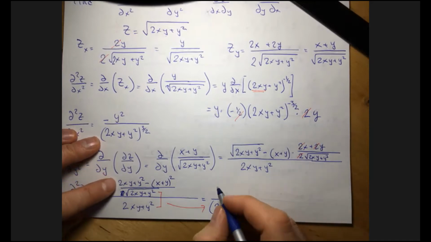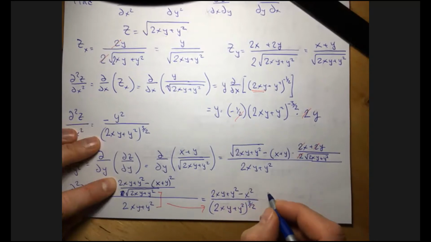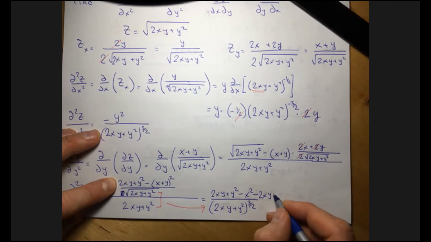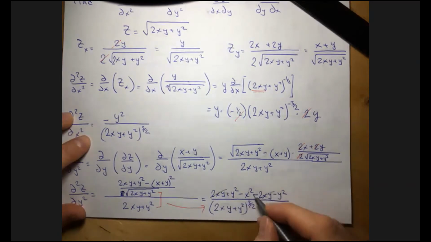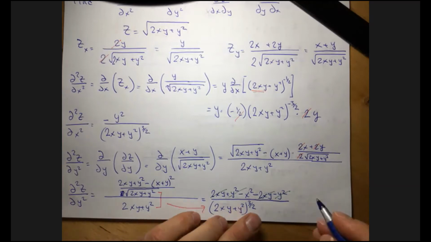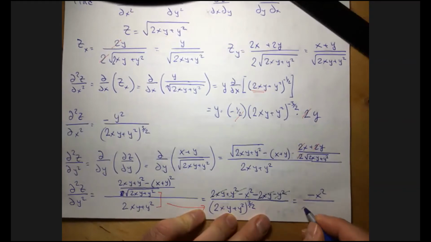And then what do I have in the numerator? 2xy plus y squared minus x squared minus 2xy minus y squared. And this nicely cancels out. And the second order partial derivative with respect to y is negative x squared over 2xy plus y squared to power 3 over 2.